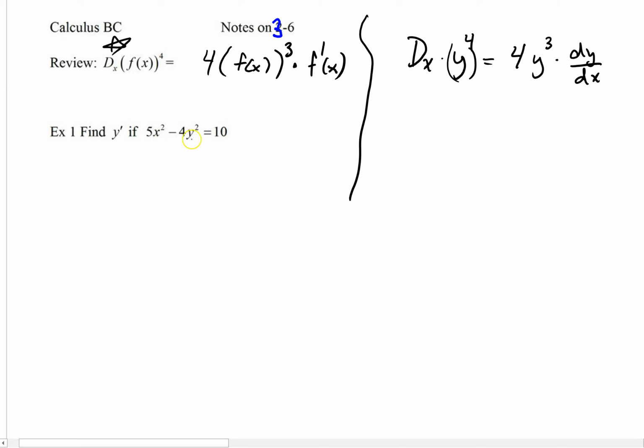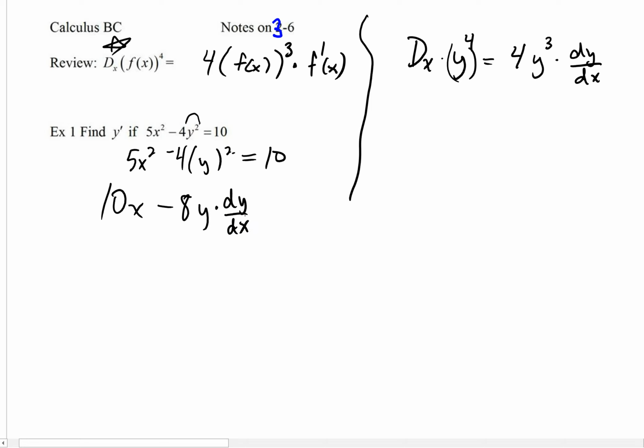We have 5x squared minus 4y squared equals 10. They want us to find y prime. The derivative of 5x squared is a 10x. Be careful here. This is really like a minus 4y. You could think of that y as if it were f of x, right? Bring down the 2. 2 times 4, that's an 8. Then you'd have y to the first, but then you will have a derivative of the inside. That's your dy dx. The right side over here, the derivative of 10, that's a constant. That's just going to be a 0.